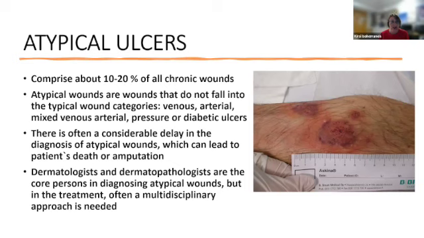Just to highlight that these are not so rare. They comprise about 10 to 20% of all chronic wounds, and they are wounds that do not fall into the typical categories. And importantly, and unfortunately, there is often a considerable delay in the diagnosis, which in worst cases can lead to the patient's death or amputation. Dermatologists and dermatopathologists are the core persons in diagnosing these atypical wounds. But once the diagnosis is established, then indeed a multidisciplinary approach is needed.